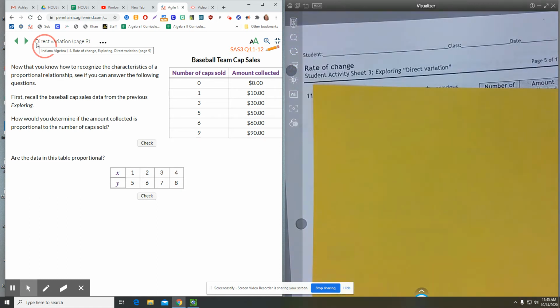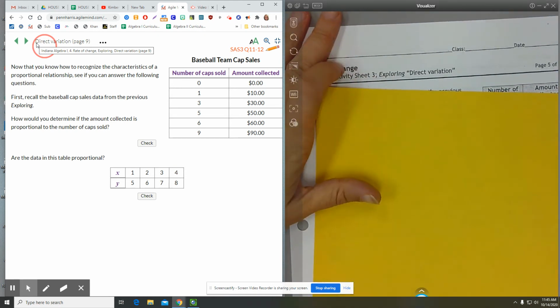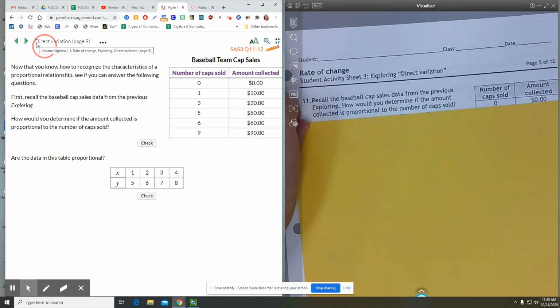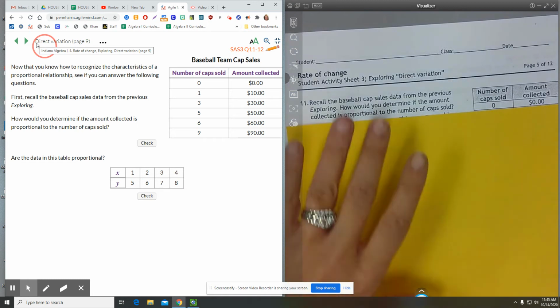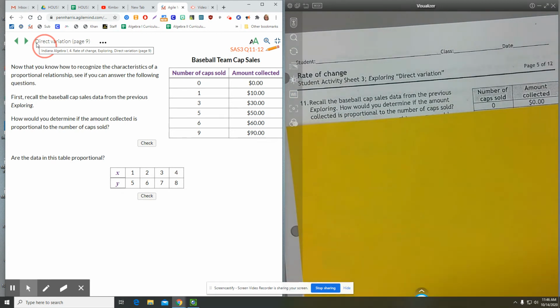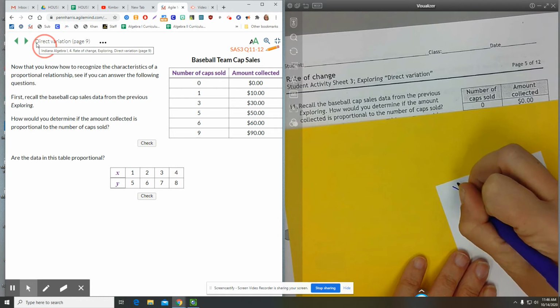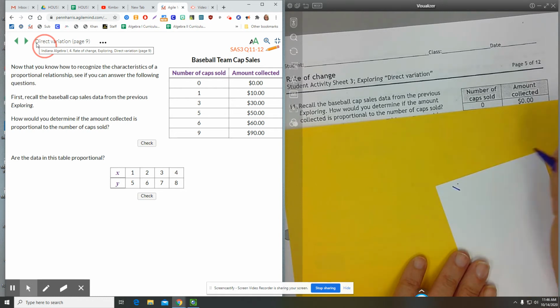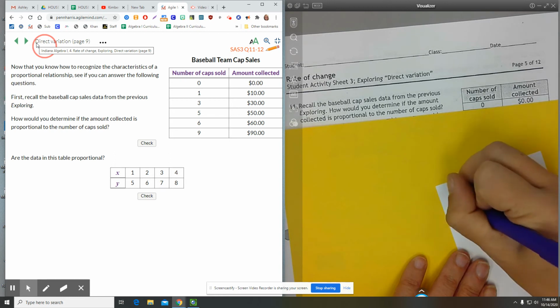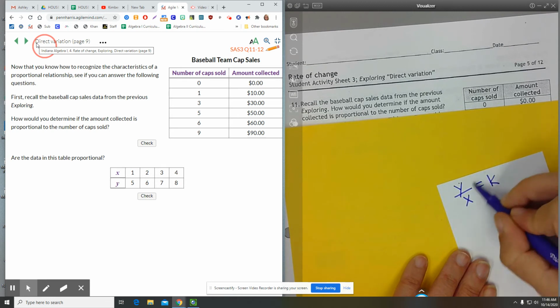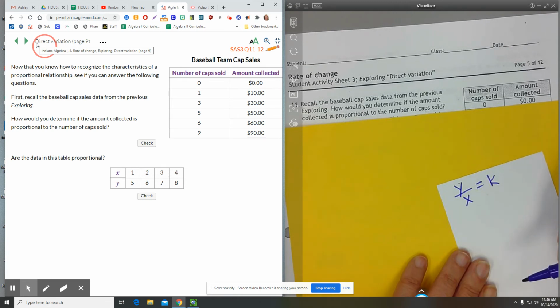Okay. On number 11 here, they want us to look at the baseball cap situation. Now, we had this on the last activity sheet. We want to know if the amount of caps is proportional. Now, here's the thing, guys, what you need to recall. Remember, we said if it's proportional, we're going to look at the y value divided by the x value, and that will give me my constant. We need to see if this is the same for each one.